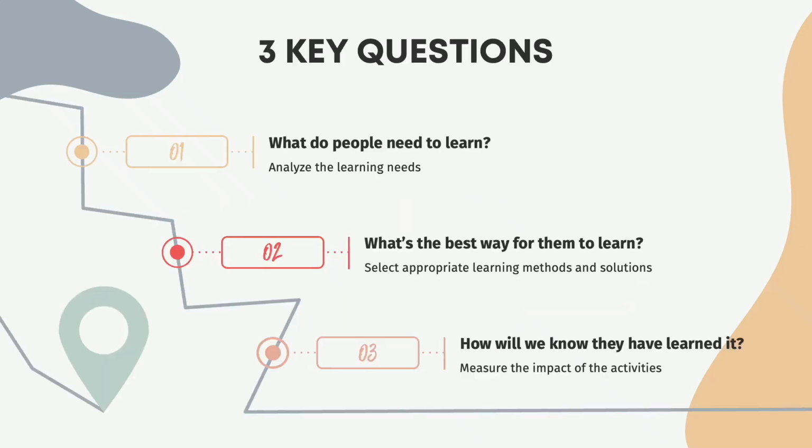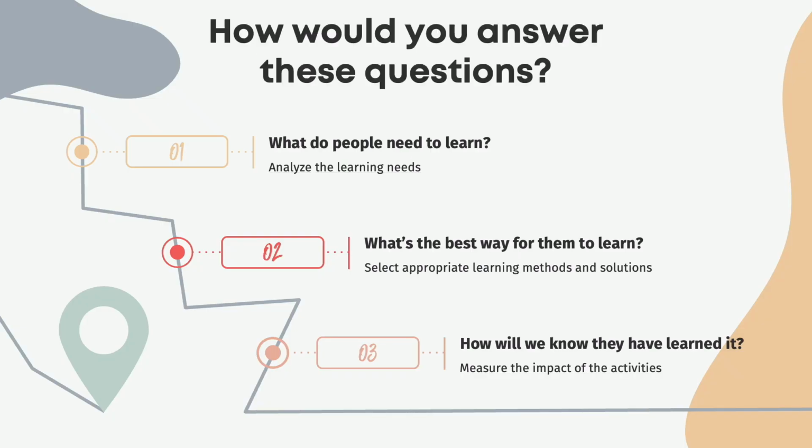Now, we know that the role of L&D is to find out what are the learning needs for this business unit, select the most appropriate learning methods, and measure the impact from these activities. So how would you answer these 3 key questions? Let me know in the comments below. And there you have it, a clear definition of L&D and the main responsibilities.